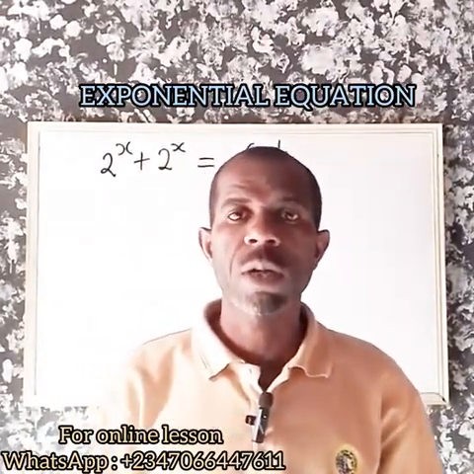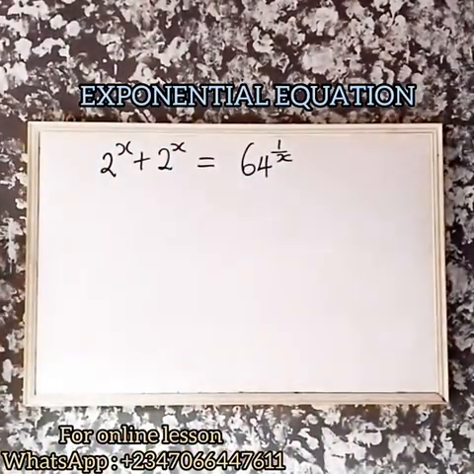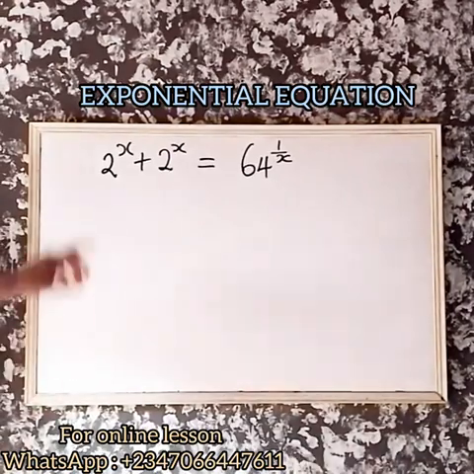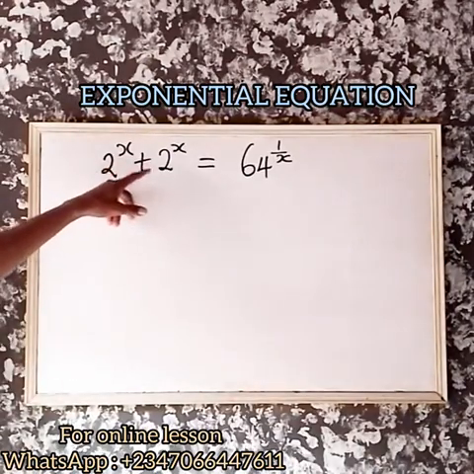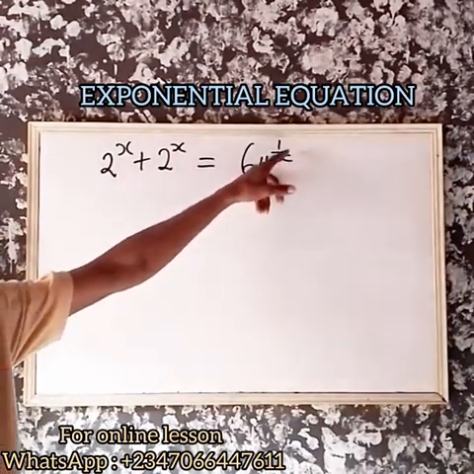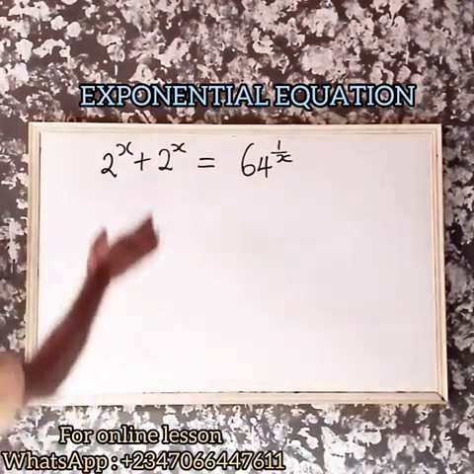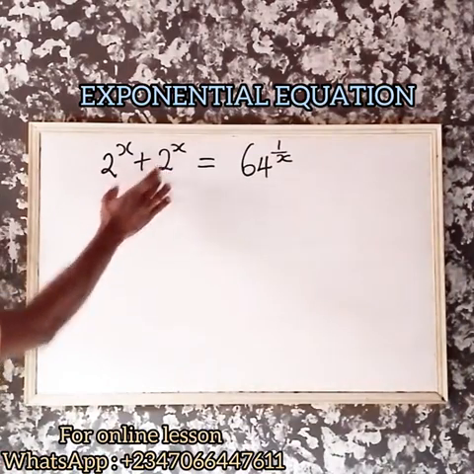In today's class, we are going to look into this question. Let us solve this exponential equation. We have 2 raised to the power x plus 2 raised to the power x equal to 64 raised to the power 1 over x. So let's start by first of all simplifying the left-hand side.